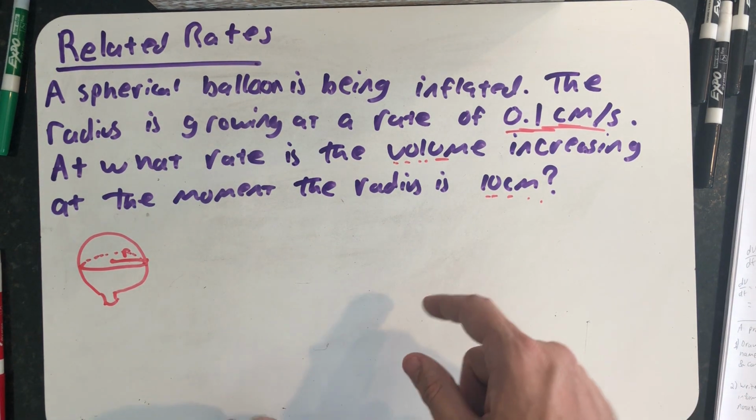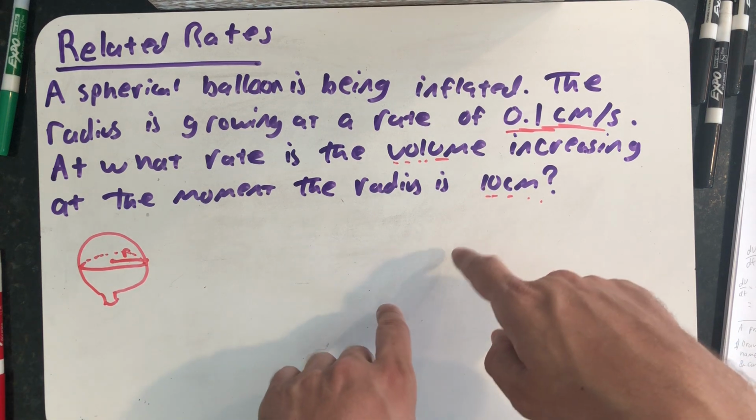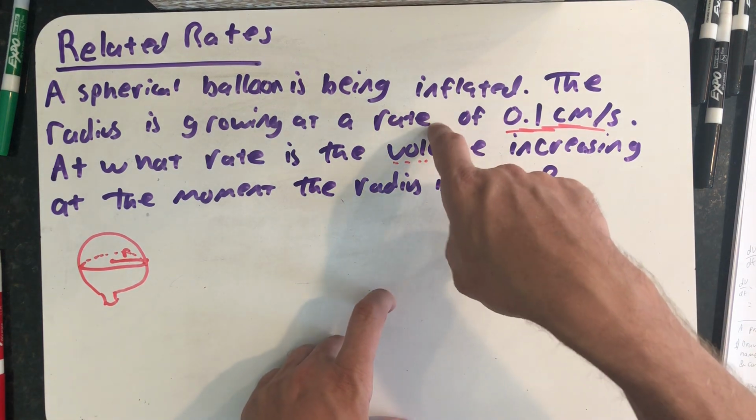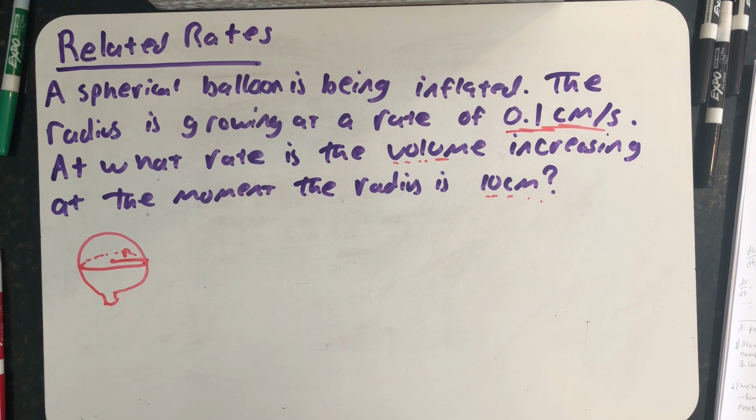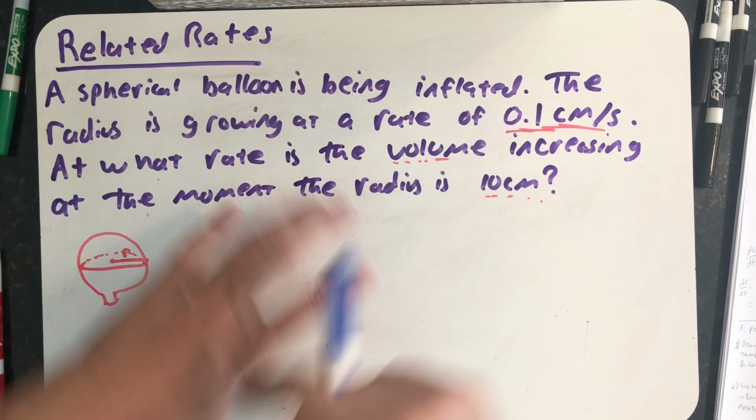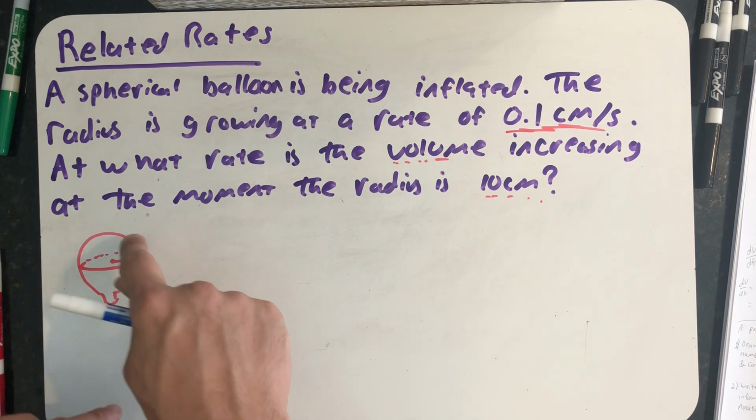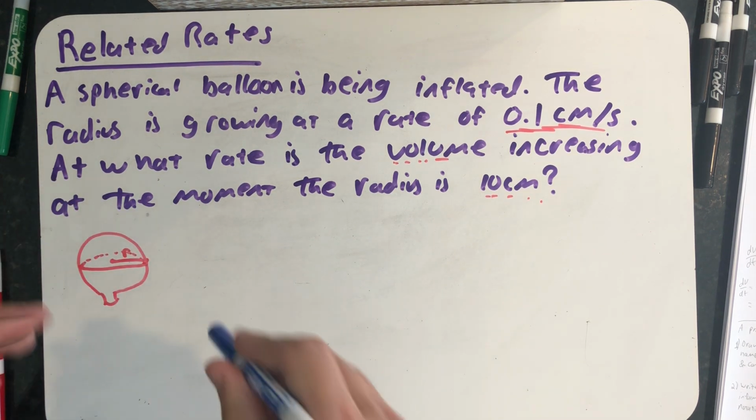Okay, so I need some way of relating the two rates, right? I need a way to relate the rate of change of volume to the rate of change of the radius. And right away, I keep saying rate of change. I'm thinking that we're going to have to use derivatives. Well, I don't know the formula to relate those rates right away, but I do know the relationship between radius and volume when it comes to a sphere.